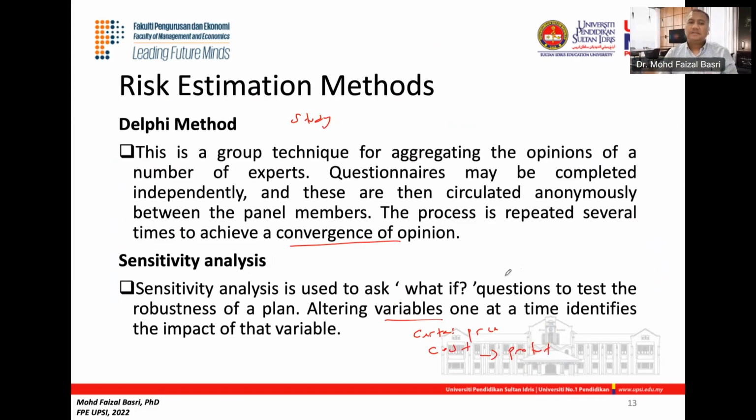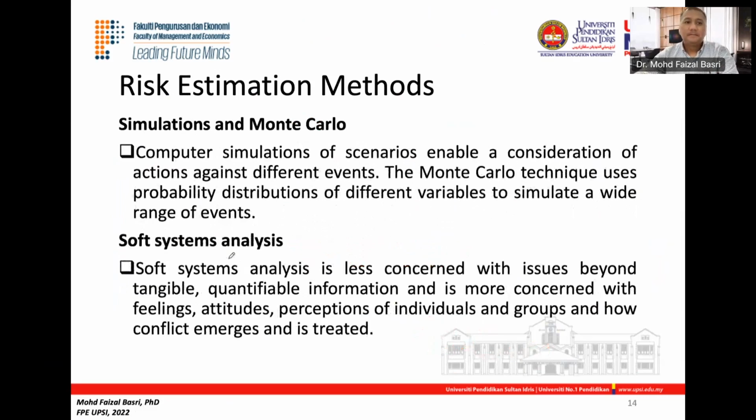Okay, so this risk estimation method is usually applicable if you want to calculate profits. It can be your operating profit or even your net profit. So you change one variable, it can be your cost, variable or fixed cost, and then you see the implication towards your operating and also net profits. Okay, so this can be done using sensitivity analysis.